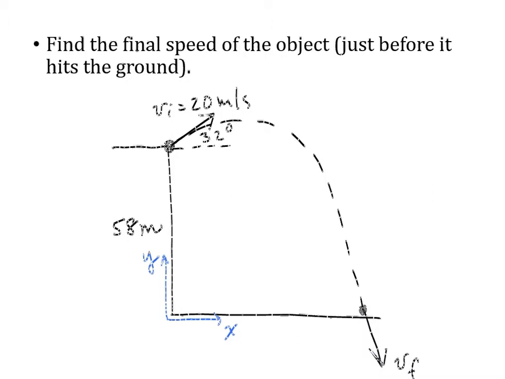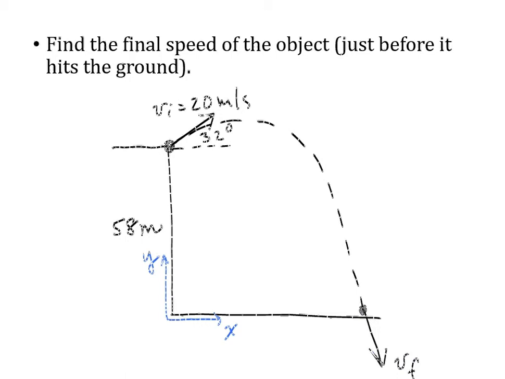Conservation of energy, you have to ask the right questions, and this one is just right, asking about the final speed. And the picture, I apologize, I really need to update this one so it looks a little bit better. The initial speed of the object is 20 meters per second. It's fired at an angle of 32 degrees above the horizontal. The height of the building is 58 meters.